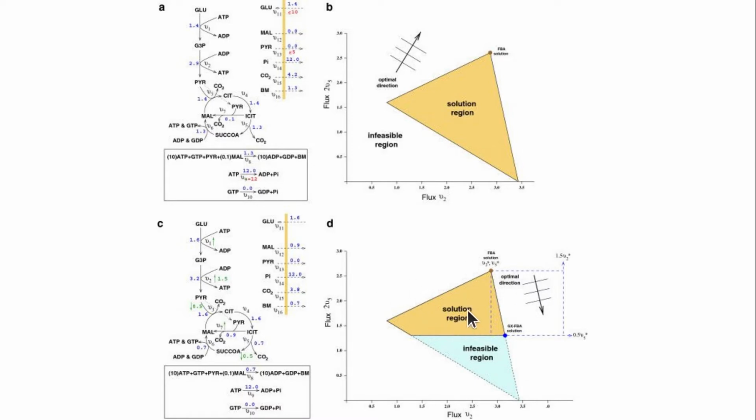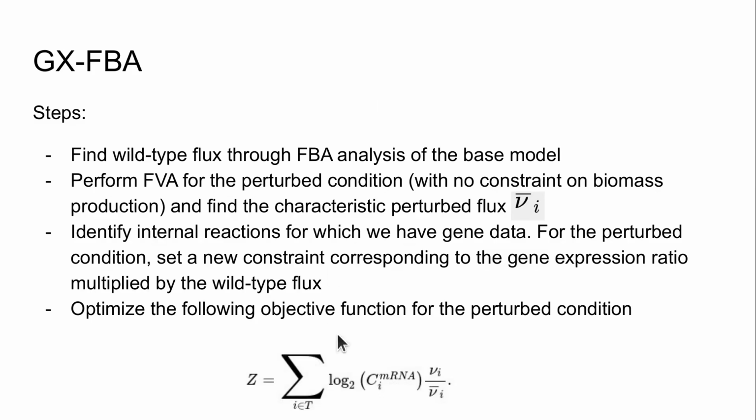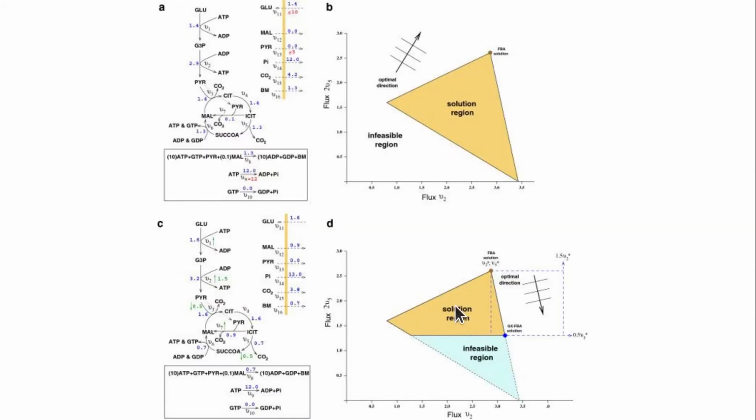And now with this new solution space, we want to identify the direction of our new Z function. Because if we look at this optimization problem we have here to try to fit our fluxes through the expression data, this has nothing to do with growth. This is something that is going to push in the direction of increasing flux through upregulated reactions and decreasing flux through downregulated reactions. And so that is going to give us an entirely new objective function, which will correspond to a new vector. But this remains a linear problem.